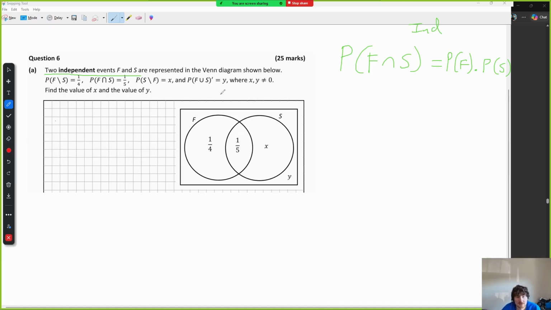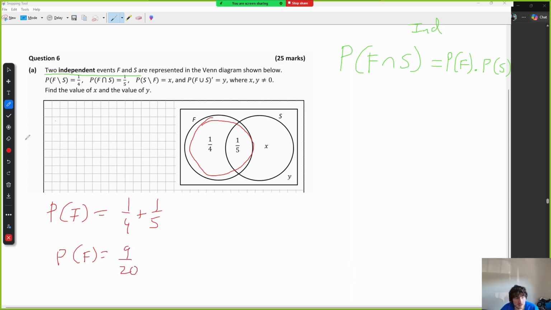Right, so it says find x and y. So we can actually write down what the probability of f is from our Venn diagram. Probability of f is just everything in this big circle here for f. So it's them two things added together, whatever a quarter plus a fifth is. What is a quarter plus a fifth? Okay, so that is 9 over 20. So that's great. We have something.